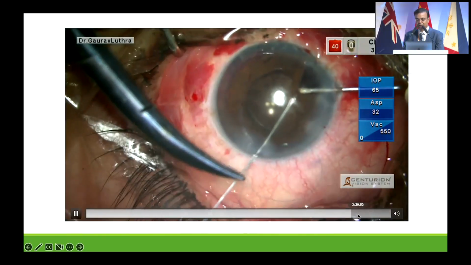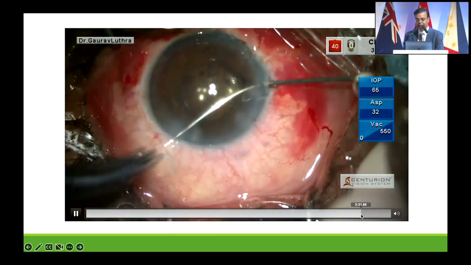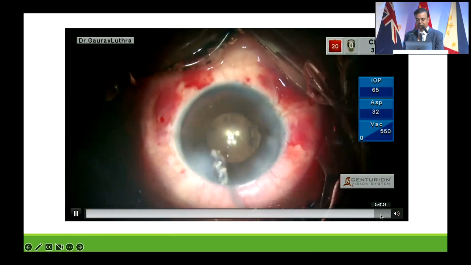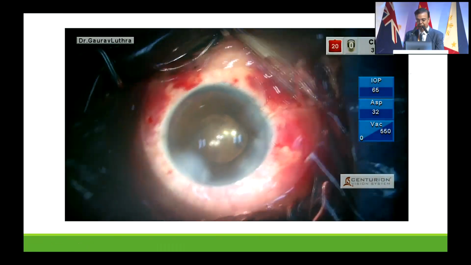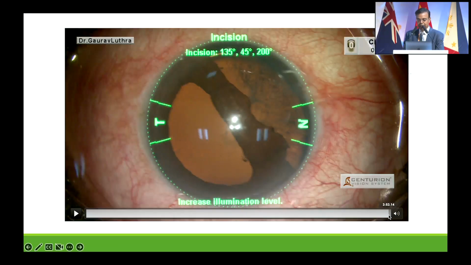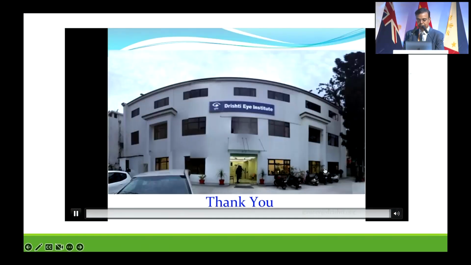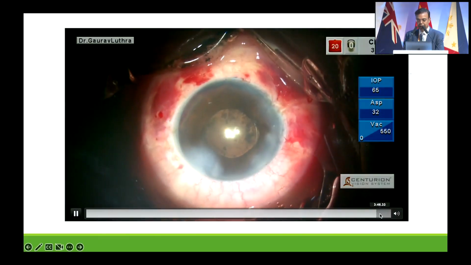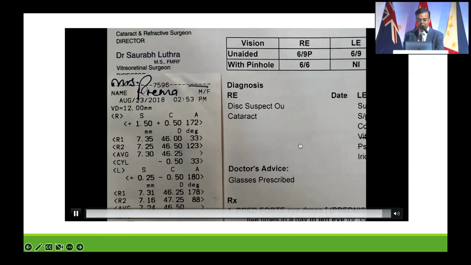Eventually the patient also had a nice looking eye and a nice symmetric round pupil. So this is how it looked at the end. And I think we have a post-op picture as well. Sorry, I think it was right at the end of that video. So this is how it looked at the end, and next day post-op the patient was almost 6/6 unaided, and you can see it was better vision than the fellow eye, so we had a very good outcome.